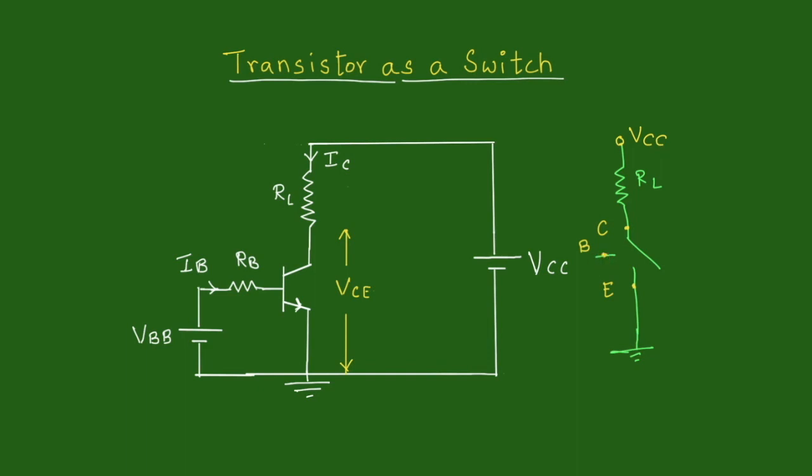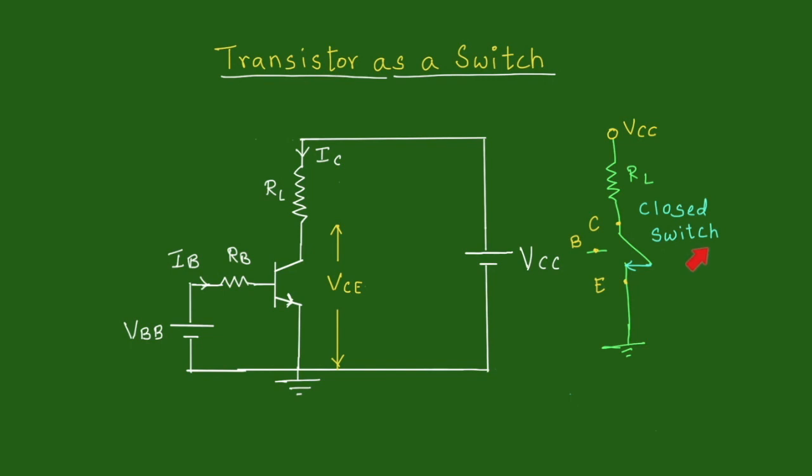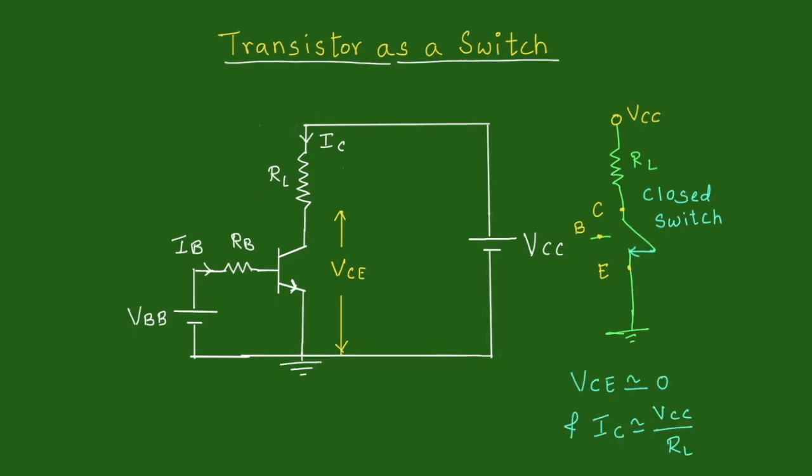the transistor. If the switch is supposed to be closed, that means the collector should get connected to the emitter, giving resistance between collector and emitter of 0, and the collector to emitter potential difference also should be 0. When the collector to emitter potential is 0, VCC, that is the battery voltage, will give a maximum current flowing through RL, which appears here as collector current IC. That means now the collector current IC will be equal to VCC upon RL.